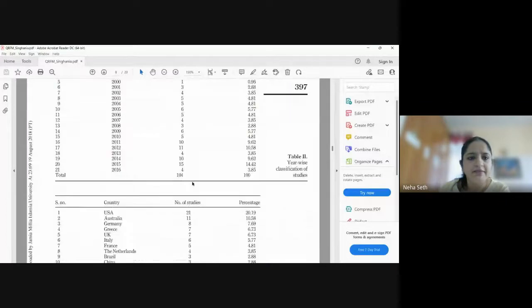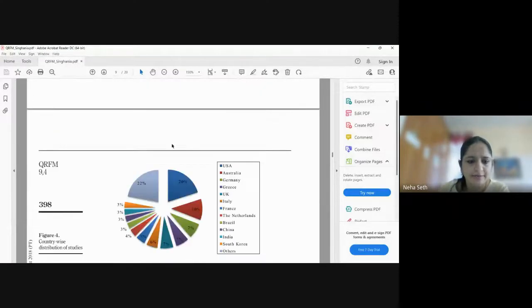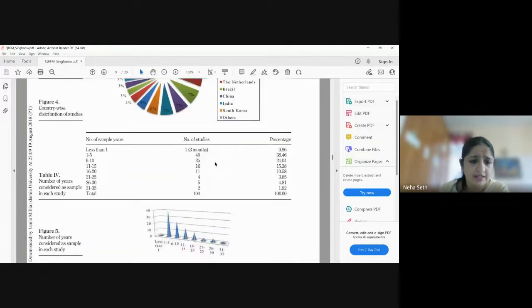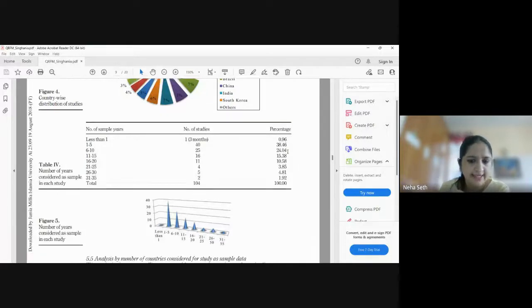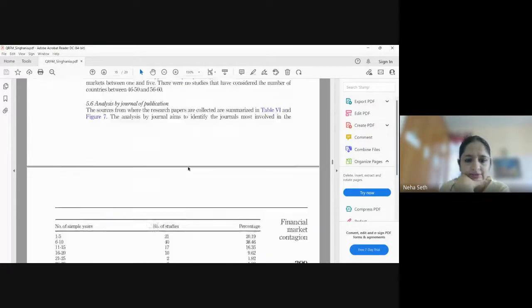Year-wise I have already explained, and country-wise too. Then the sample data: some studies have used less than one year of data, but at the same time there are papers that have used 30 to 35 years of data. Based on this, the studies are again categorized and presented with the help of this diagram.